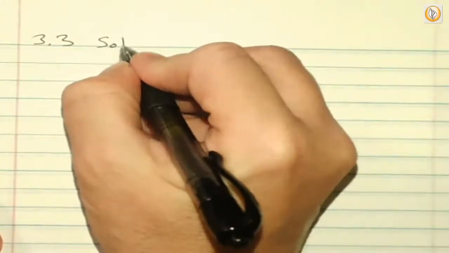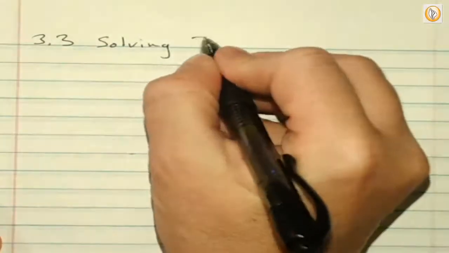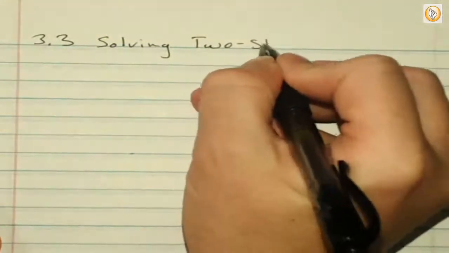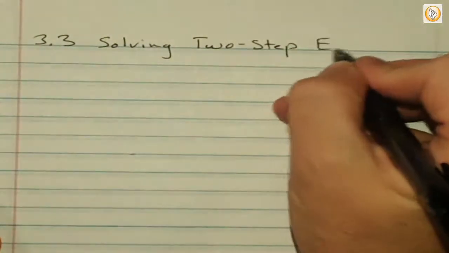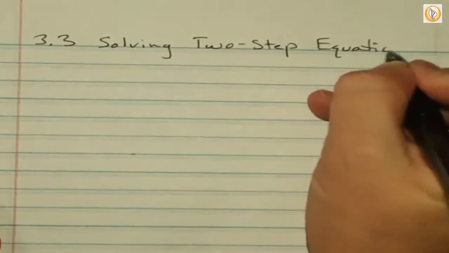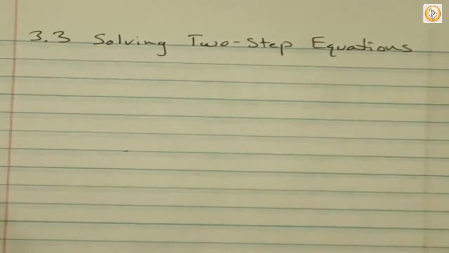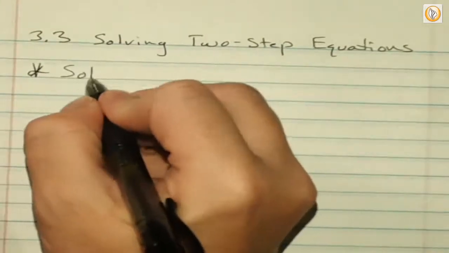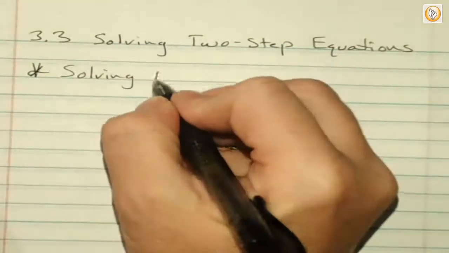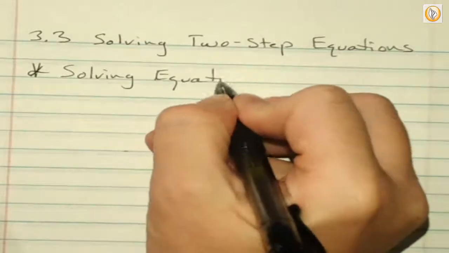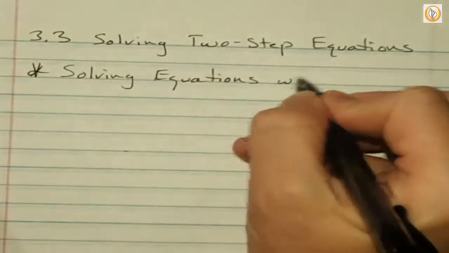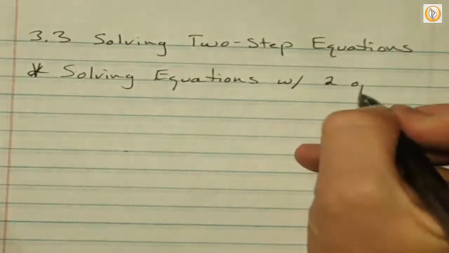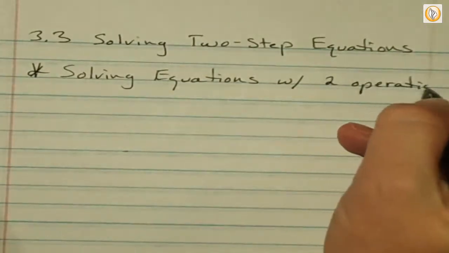What page are we doing? We're doing 3.3. We're going to solve two-step equations. And this is getting into the IXL stuff that I assigned. All right, solving equations with two operations.